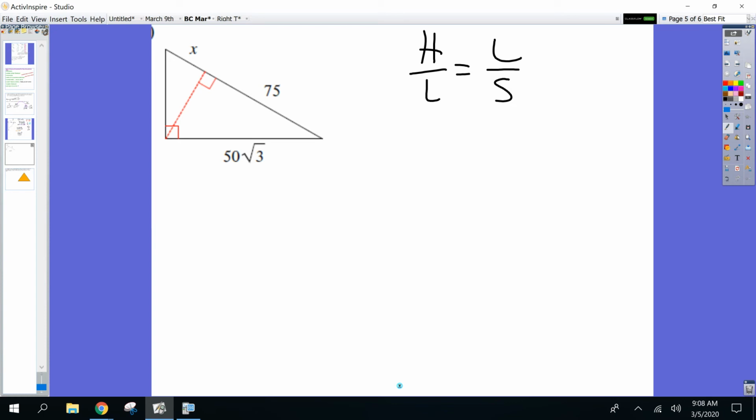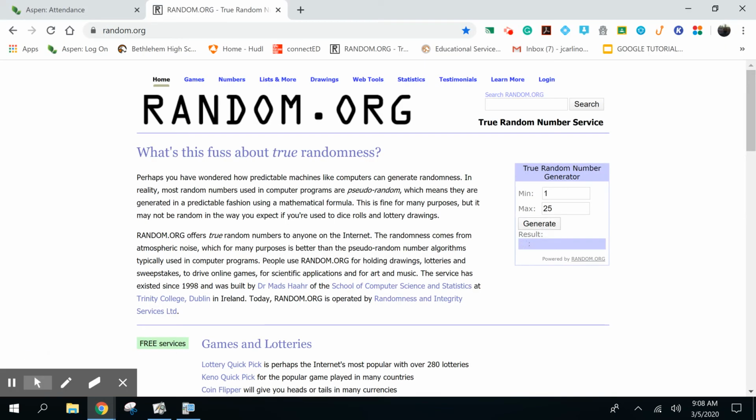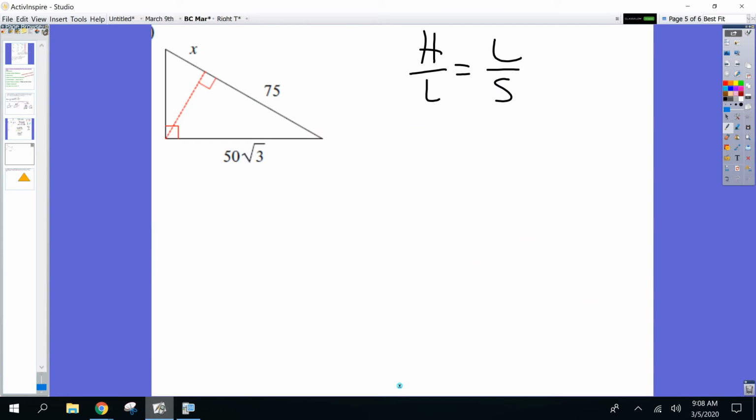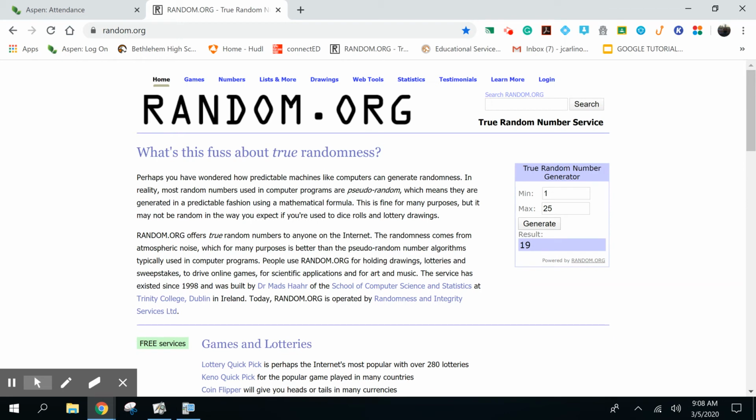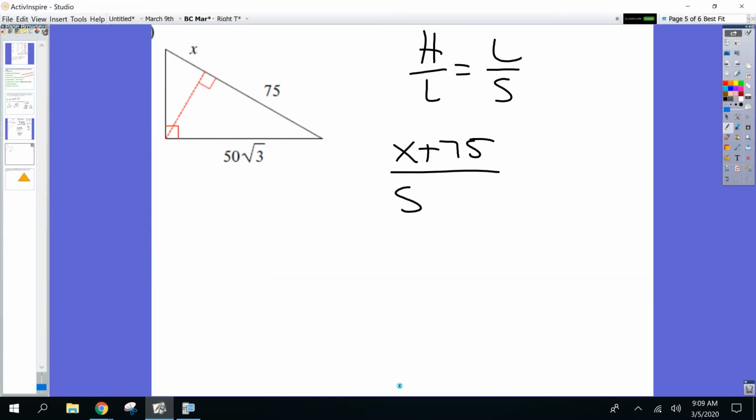Don't write in degree measures. H is for hypotenuse. What is it in this diagram? 18 plus X plus 75. Remember, when we say hypotenuse, we are talking about the large right triangle. L is for leg. Leg of the full right triangle we started with. Give me the leg measure here. 19. Yeah.